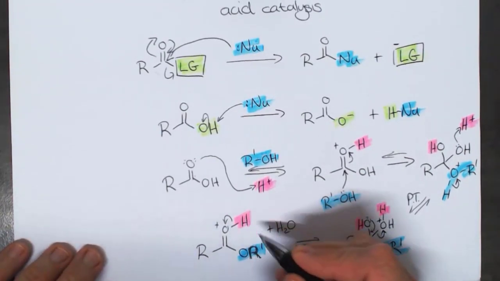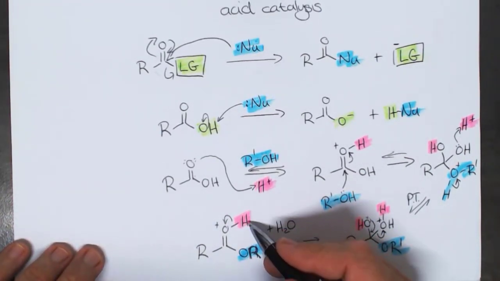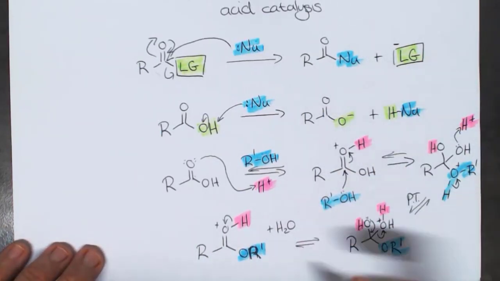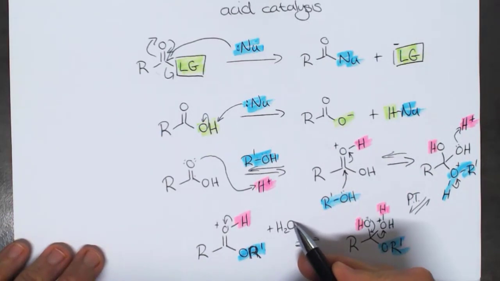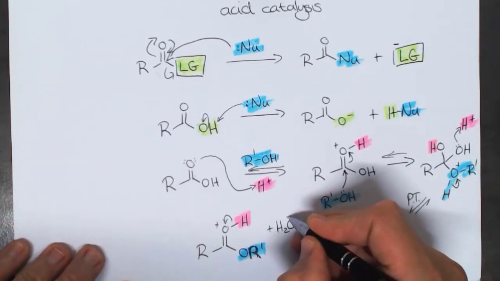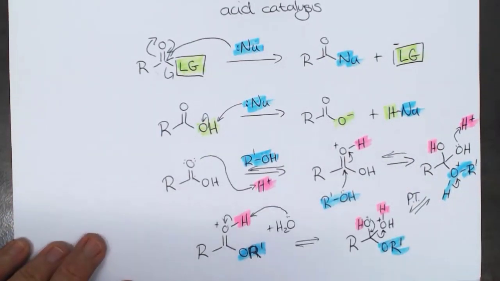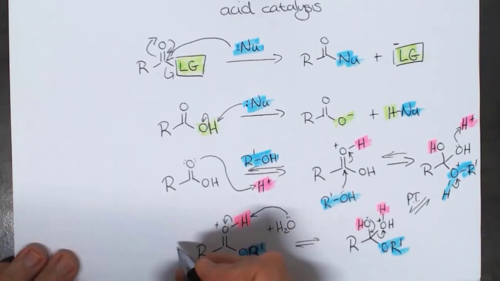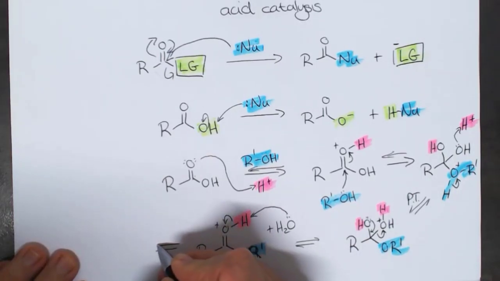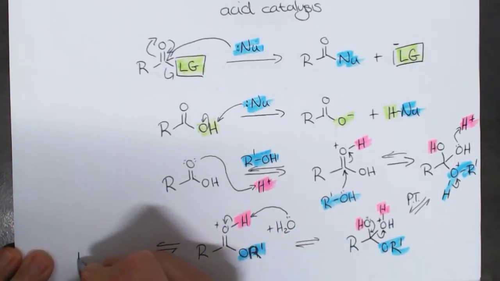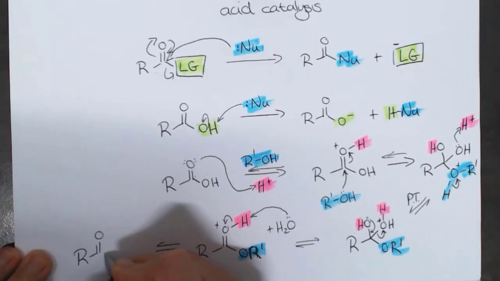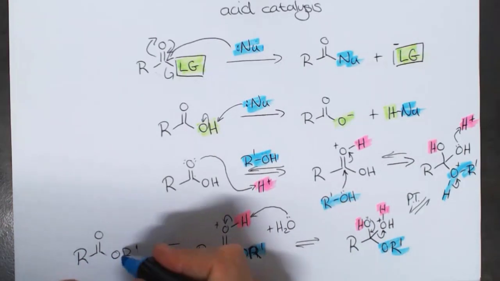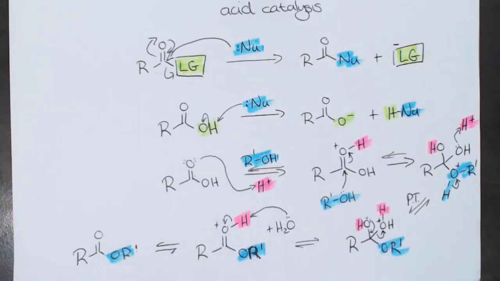So there's a lot of things that could pick up that H. And we often don't show that, but we do need to remember that when the H disappears or leaves, it's being picked up by something. We could, if we wanted to, show that the water that was present picked it up like that. That gives us the ester. And this is what is known as a Fischer esterification, and we end up with a new compound that looks like that.